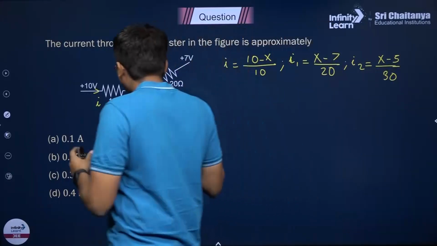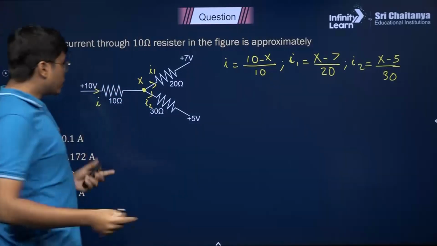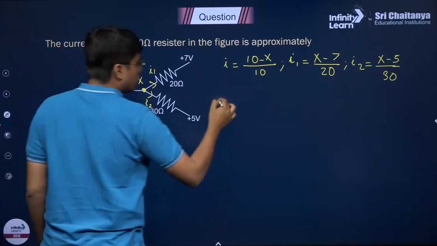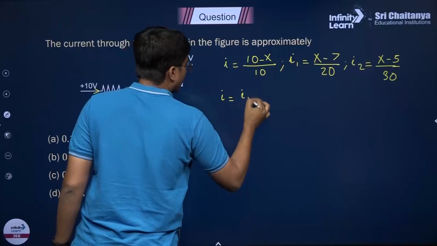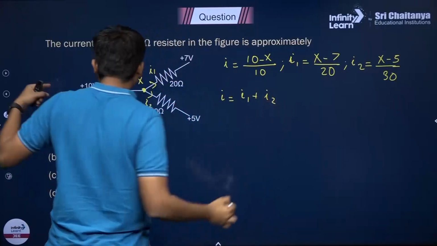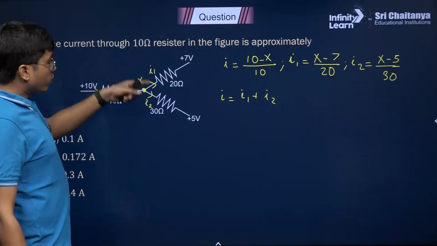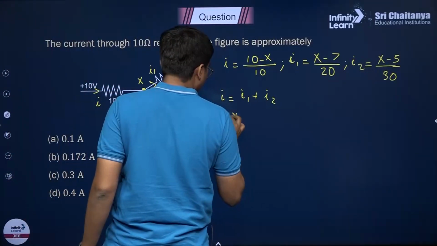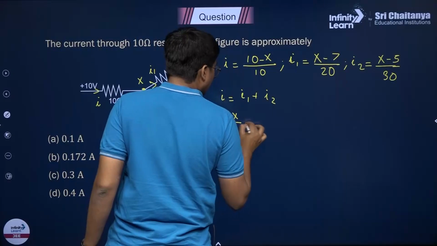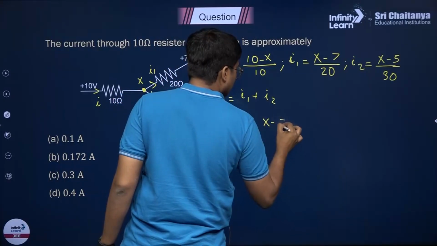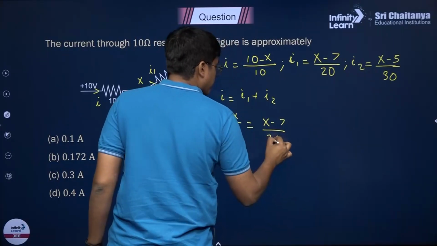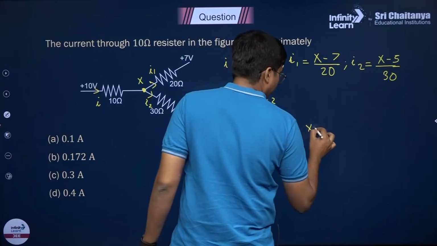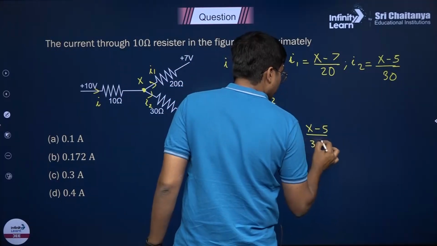Now I use Kirchhoff's junction rule. What do I know by Kirchhoff's junction rule? At this junction, I has to be equal to I1 plus I2. Because current coming in is I, current going out is I1 and I2. So let's put them in. (10 minus X)/10 is equal to (X minus 7)/20 plus (X minus 5)/30.